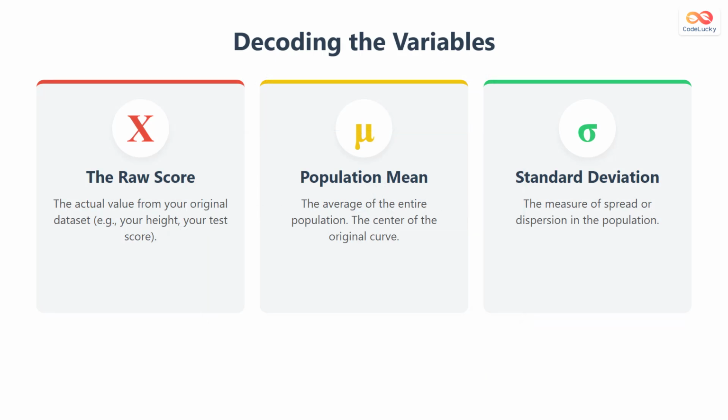Let's break down that formula. X represents your raw score, the actual number you observed. Mu is the population mean, or the average of the group, and sigma is the standard deviation. By subtracting the mean from x, we center the data at 0. By dividing by the standard deviation, we scale it so the spread is 1.